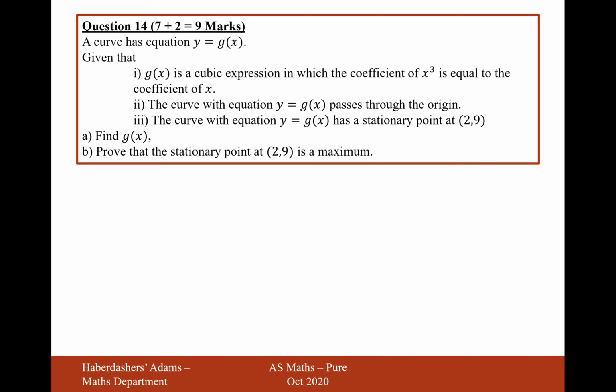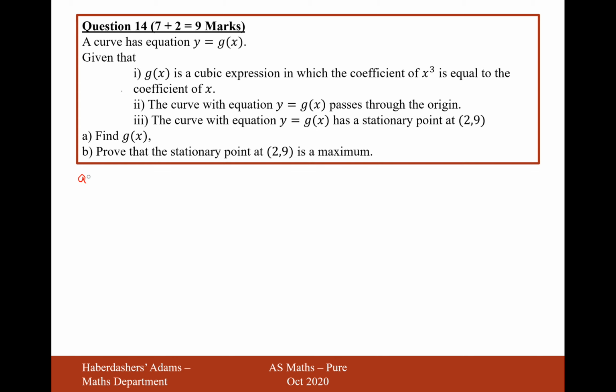Here we're looking at the final question of the paper, question 14. The curve has equation y equals g of x. Now we're given some information about g of x. g of x is a cubic equation where the coefficient of x cubed is equal to the coefficient of x. The curve passes through the origin, and the curve with equation y equals g of x has a stationary point at (2, 9).